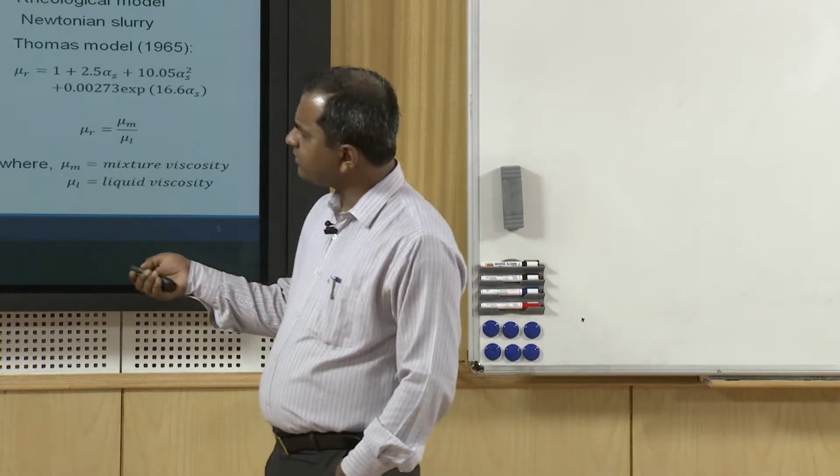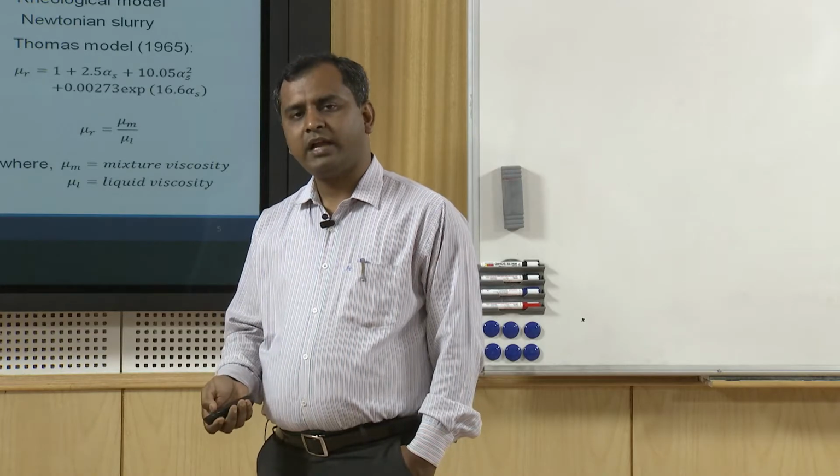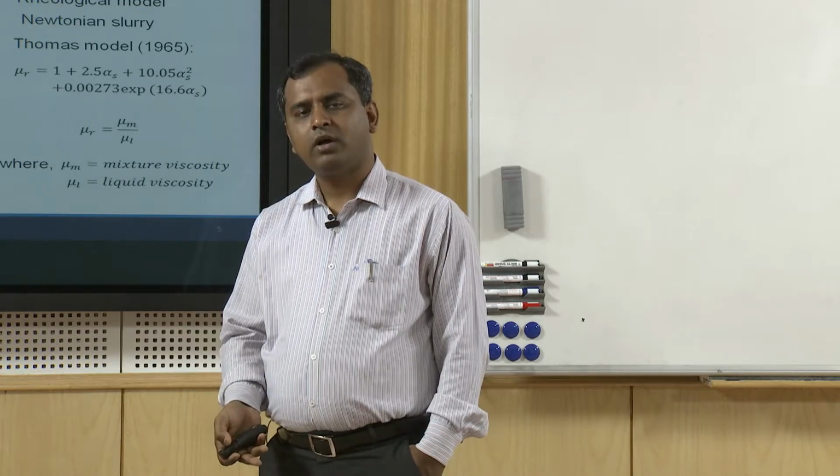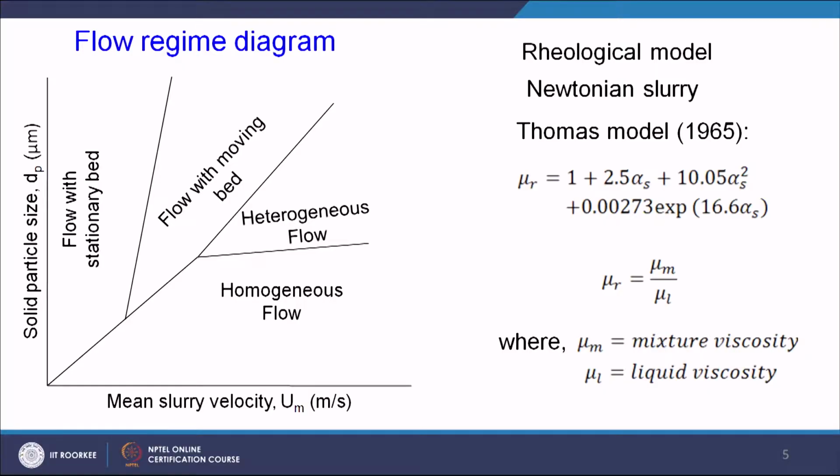Next, if you increase the solid particle size, that means the particles are getting bigger, then there will be a role of gravity, which will allow the solid particles to fall down, and you will find some sort of non-homogeneous mixture, or we can say heterogeneous flow, inside the pipeline. So, this heterogeneous flow actually occurs for larger particle sizes.